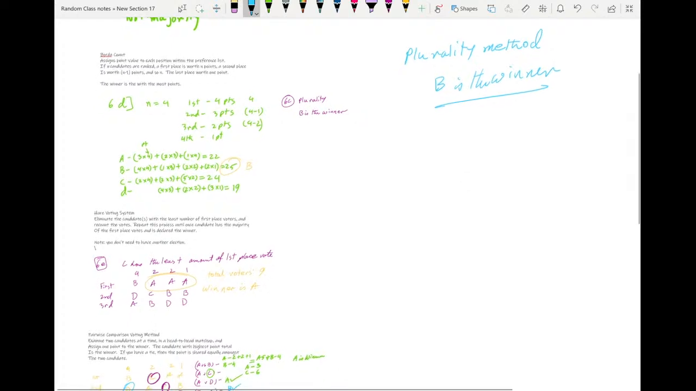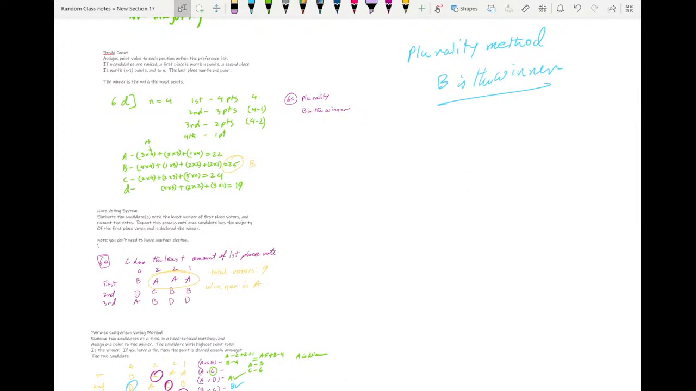So that's what we have. So in this system, we have two where B is the winner and so on. Now, some of you are confused, like, what is this voting method?